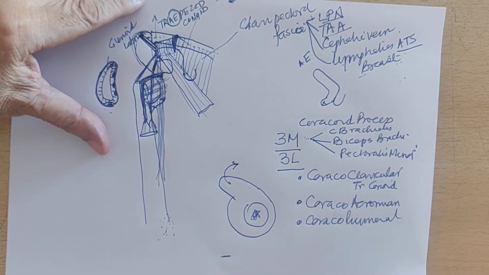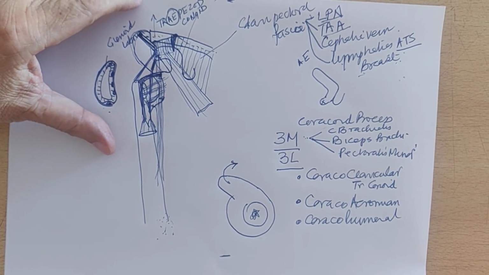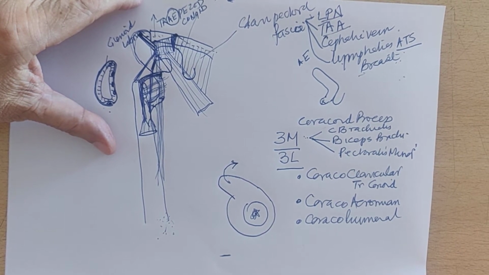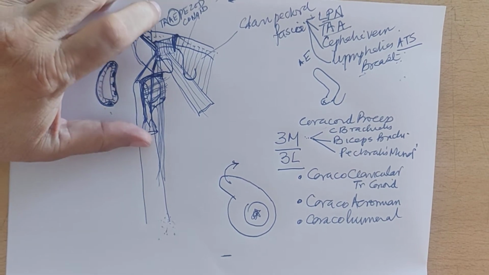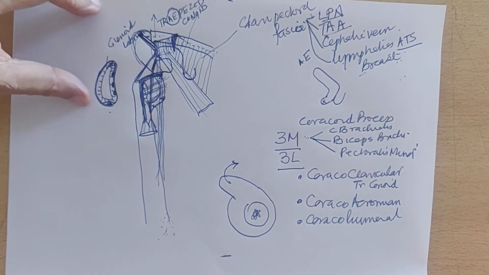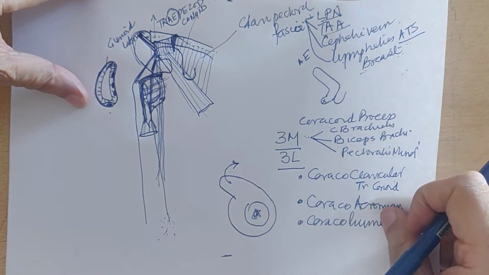So remember, easy: 3 muscles: coracobrachialis, short head of biceps brachii, pectoralis minor; 3 ligaments: coracoclavicular ligament, which has got a trapezoid and a conoid part, the coracoacromial ligament, and the coracohumeral ligament. So this much anatomy of the glenoid and the coracoid has been covered. Now we move on to the rest of the anatomy of the scapula.